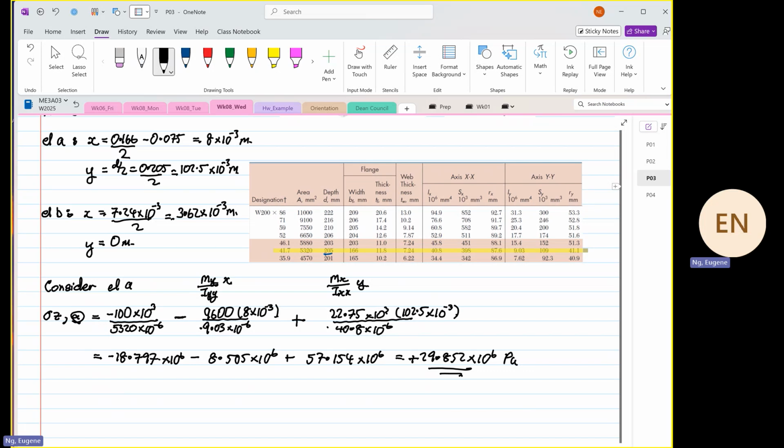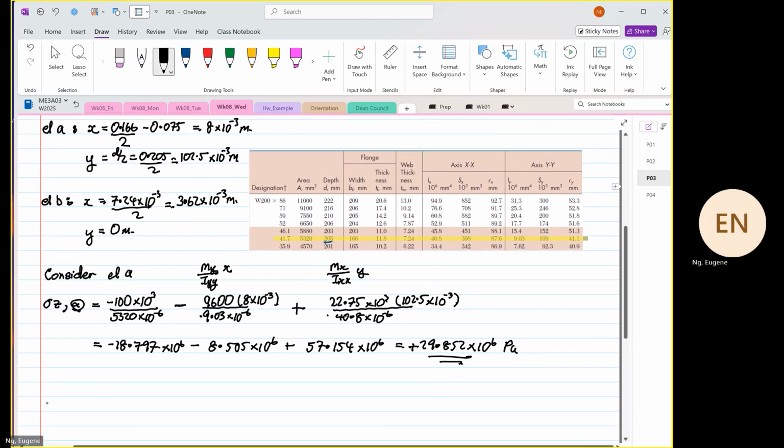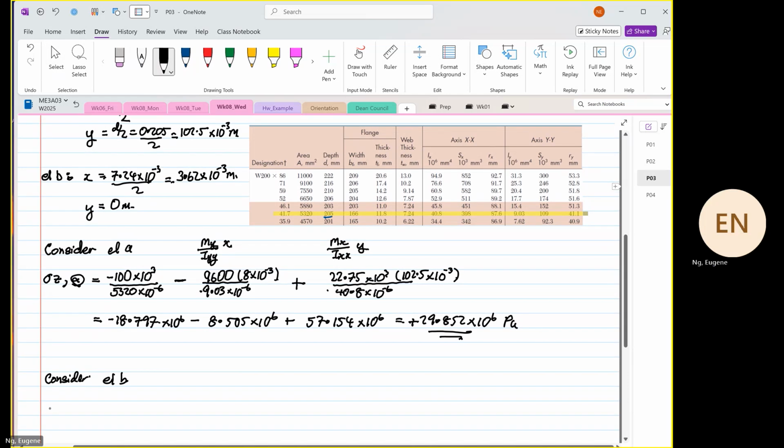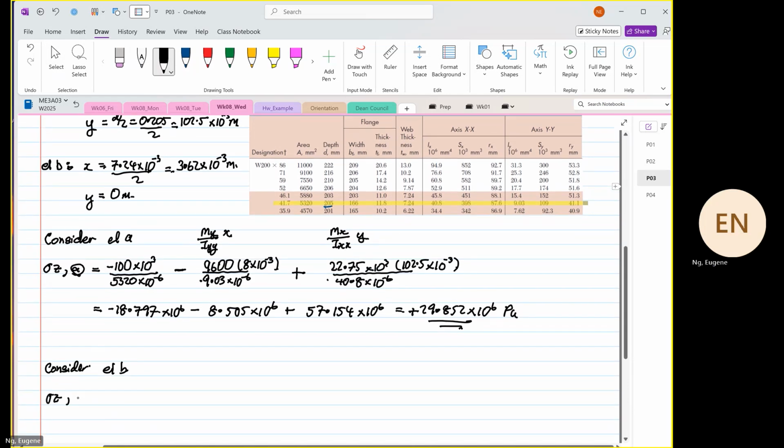And we're not done yet. We still have shearing stress, but we're not even there yet. Now we are going to focus on normal stress. The next thing we are going to do is consider element B. For element B, we know the normal stress is the same, yes or no? Right, normal stress is the same. So we're going to put minus 18.797 times 10 to the power 6.